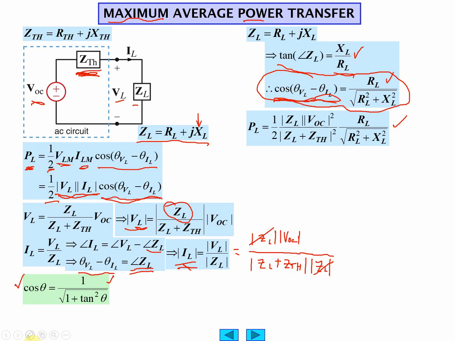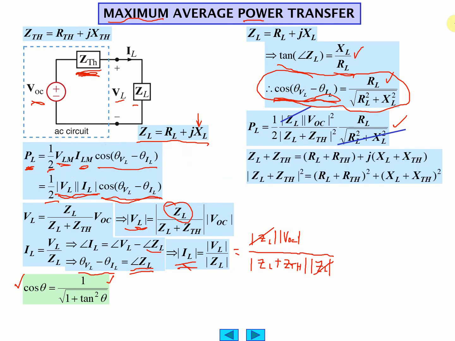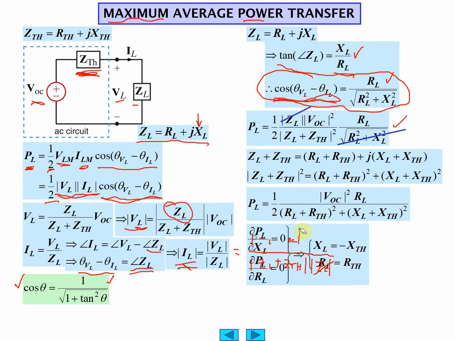Now we're back, and the next step. So we notice that we have a cancellation, and we can write this ZL plus ZTH squared in terms of resistances and reactances. Okay, so PL, the power consumed by the load, we put everything together. ZL plus ZTH squared right here, VOC squared, RL on the top and the 1/2 factor out front. Now I better do some erasing. There we go.